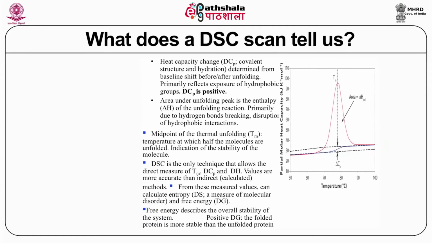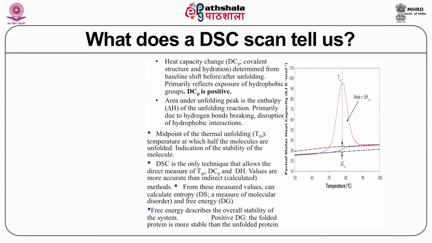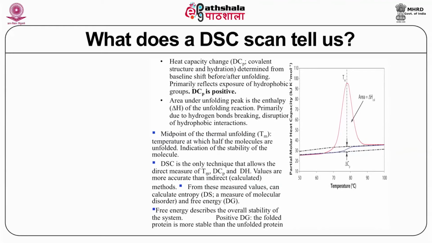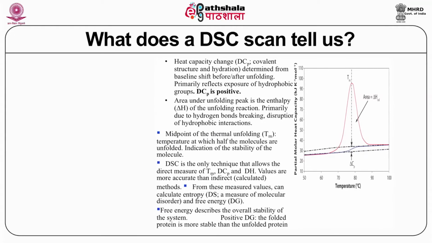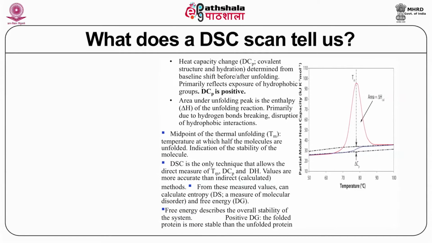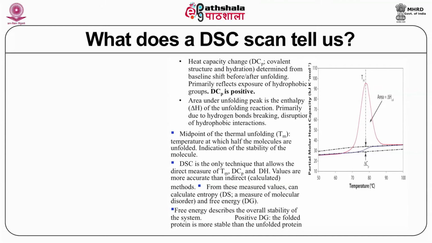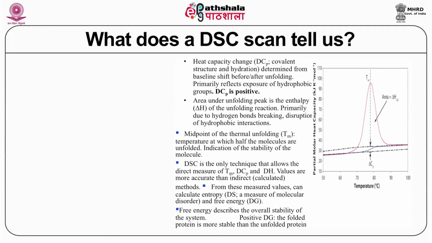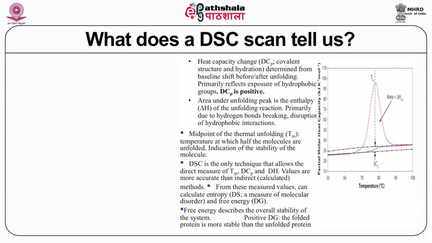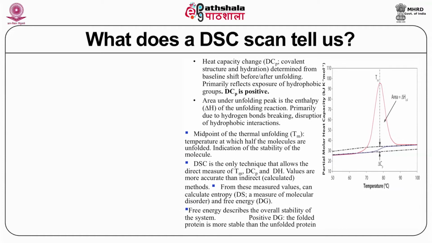These values are much more accurate than indirect methods. I keep telling that indirect methods are those spectroscopic methods and SPR and other methods. This is a direct method. From these measured values one can calculate entropy and therefore determine the free energy change.